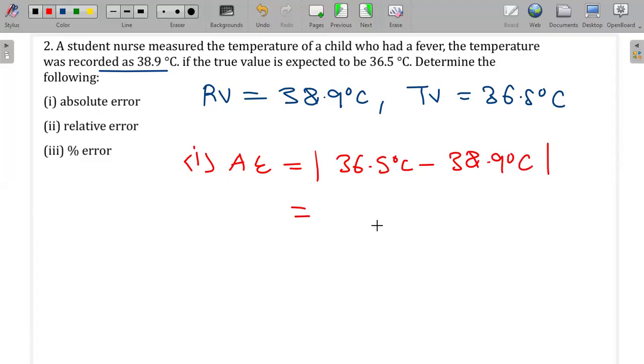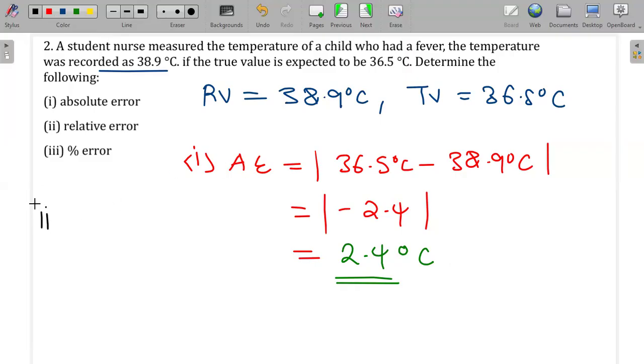So we're going to punch this on the calculator. 36.5 minus 38.9, that one is going to give me minus 2.4. But you see that this minus 2.4 is in these bars here, these two lines. So these two lines mean that we cancel out whatever is negative. So the absolute error here is just going to be 2.4. And the units for this absolute error will just be what? Degrees Celsius. So make sure you include the units. If you don't include the units, they are going to cancel out some marks for you. Okay, so we've done the absolute error.